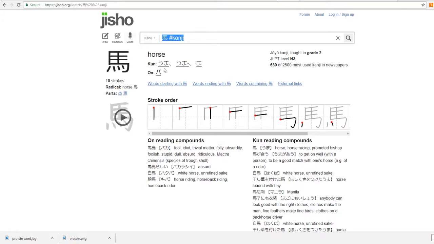Its kunyomi is going to be uma, and its onyomi is going to be, I believe this is ba, but I'm going to check just to make sure. Yeah, it is ba.